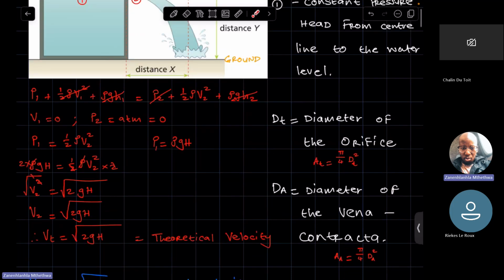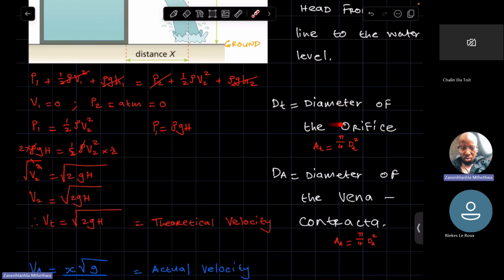Hence here they are labeled dt as being the diameter of the orifice, and dA, which is the actual diameter, will be the diameter of the vena contracta.